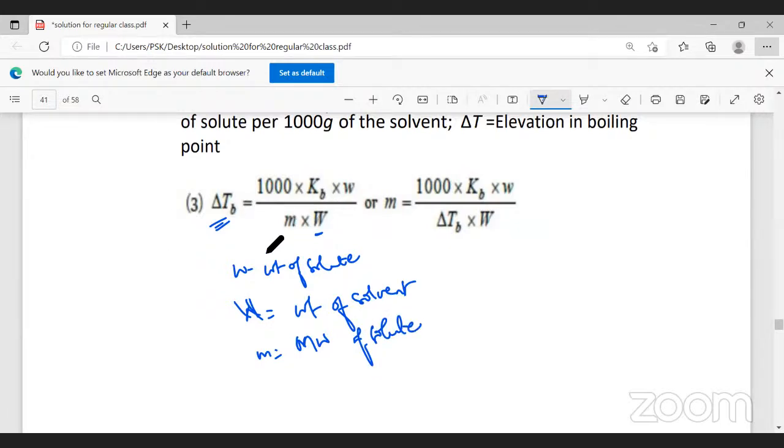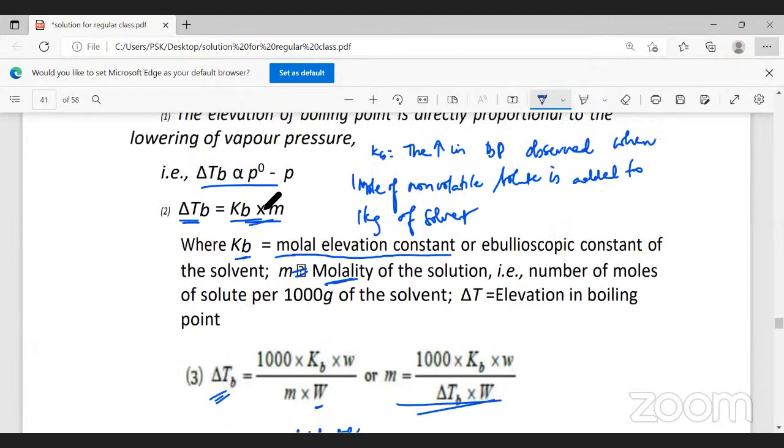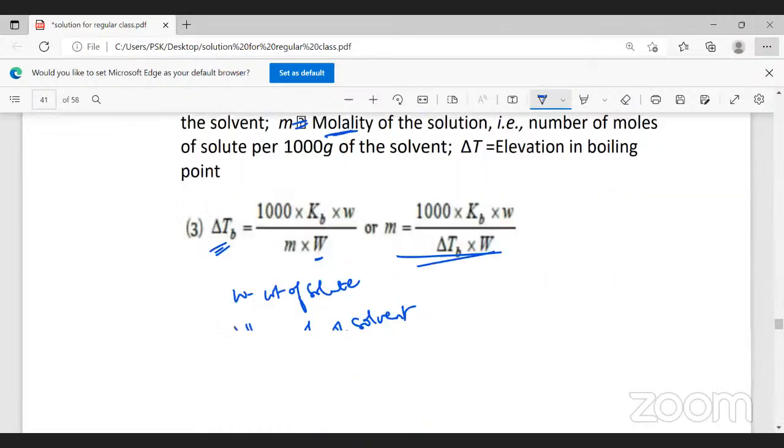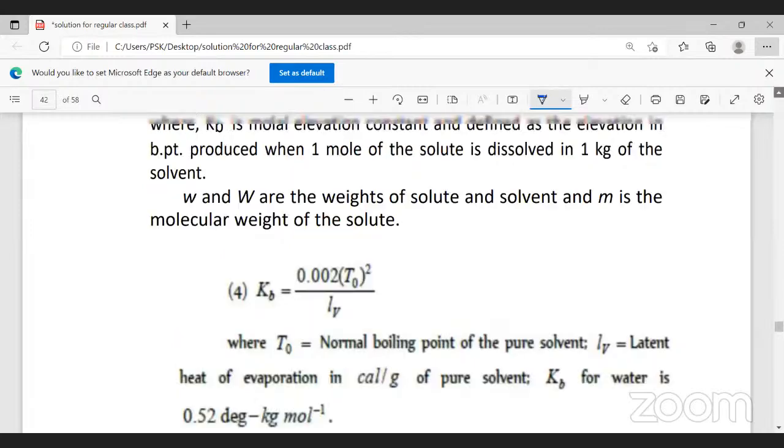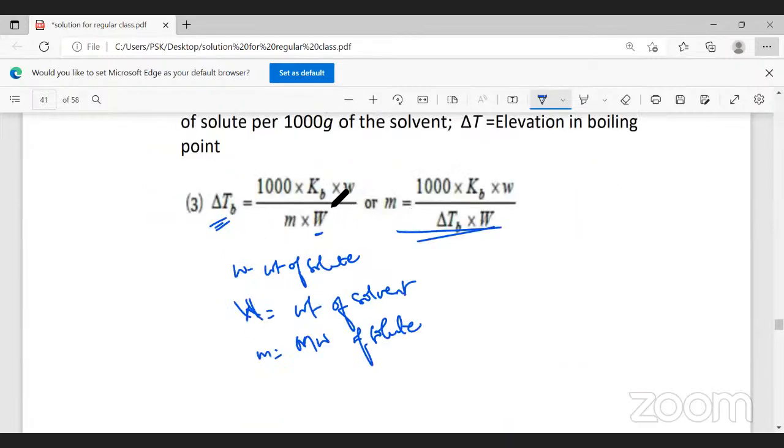So we can find the molecular mass of the non-volatile solute by using the elevation in boiling point formula. Delta TB is equal to 1000 into Kb into w divided by m into W. So what will be m? m goes to the left, delta TB comes here. So this formula based problems will work. So three formulas I told you to remember. One is delta TB is proportional to P naught minus P, and delta TB is equal to Kb into m, the second formula. The third formula is delta TB is equal to 1000 into Kb into w divided by m into W.